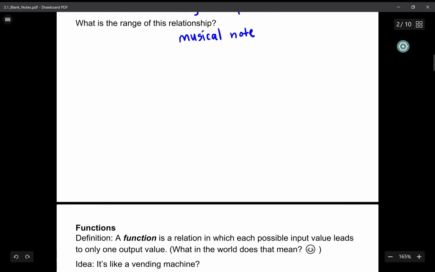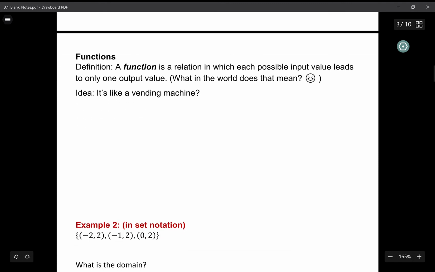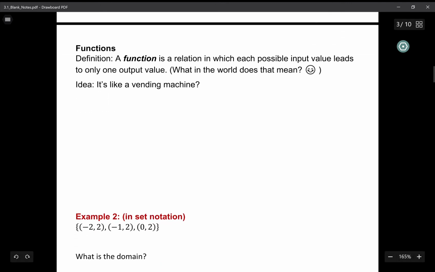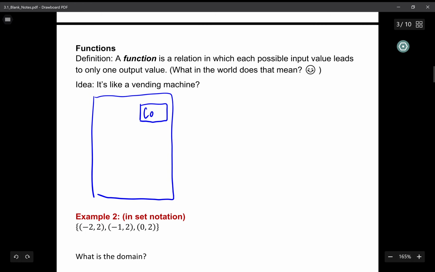So let's think about a special type of relation that we call a function. A function is a relation in which each input value leads to exactly one output value. So the idea is it's a machine, or one example I like to use is a vending machine. Here's my bad drawing of a vending machine, and on the vending machine are buttons. There's maybe a button for Coke. There's a button for 7-Up. Maybe there's even a button for water.